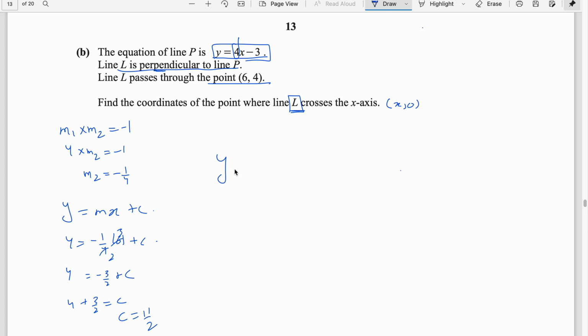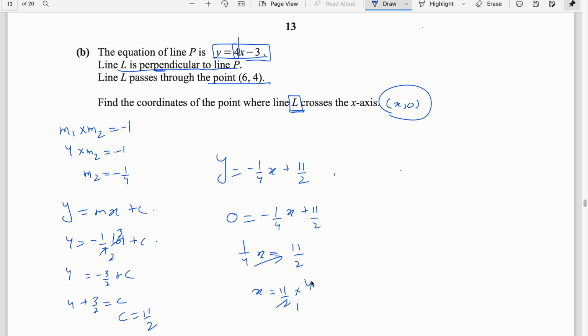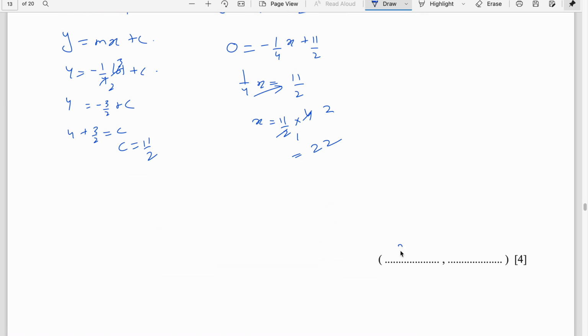So the equation is y equals mx plus c, and when y is 0, minus 1 by 4x plus 11 by 2 equals 0. 1 by 4x is equal to 11 by 2. x is equal to 11 by 2 into 4, and this is 22. So it crosses at x 22 and y 0.